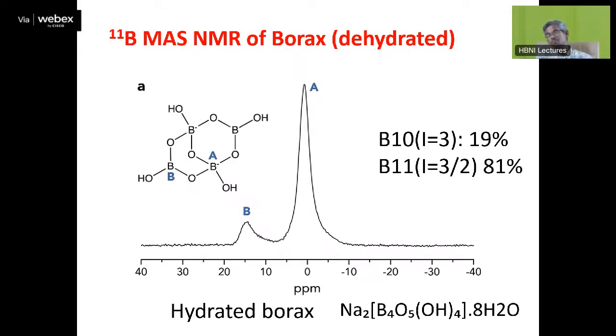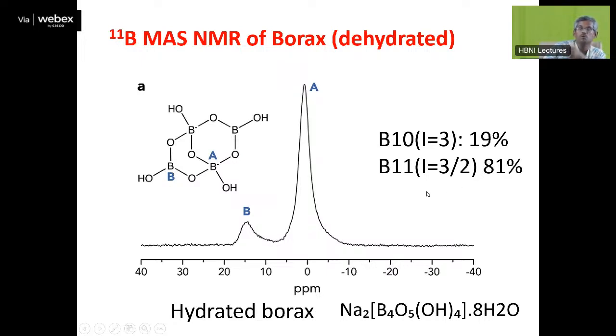Similarly, boron is a very important nucleus for us. Most of the glasses are basically borosilicate glasses. Borosilicate glasses are very widely used in DAE for different applications. We will not discuss all those things. As I mentioned earlier, boron has two stable, non-radioactive isotopes. One is B10, which has a spin of 3, and another is B11, which has a spin of 3/2. B11 is a very good system. It is a quadrupolar nucleus, a half-integer quadrupolar nucleus.